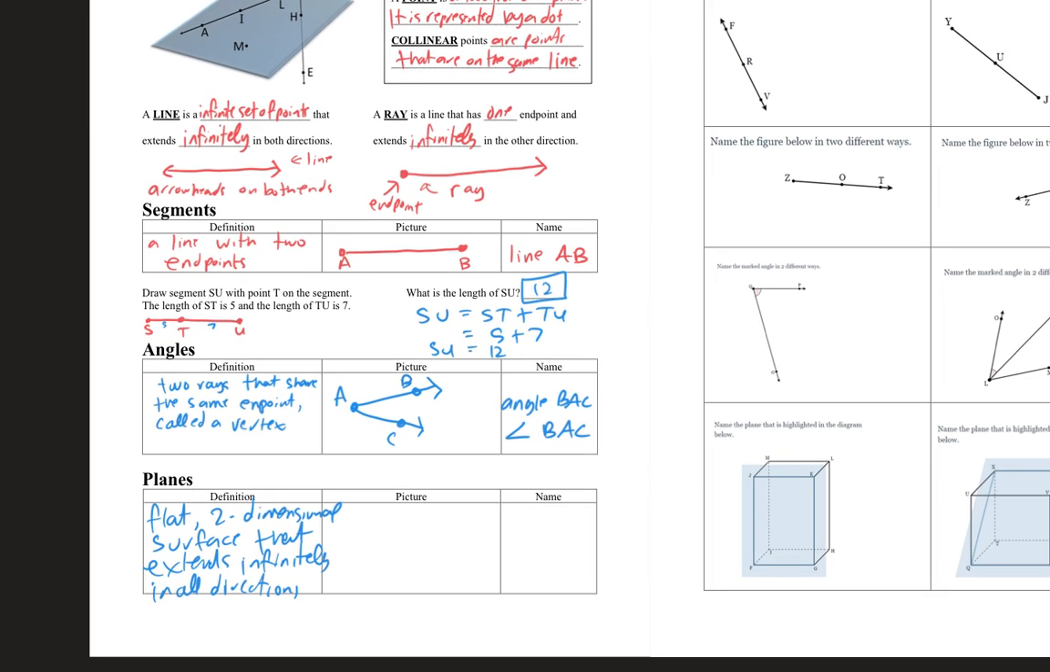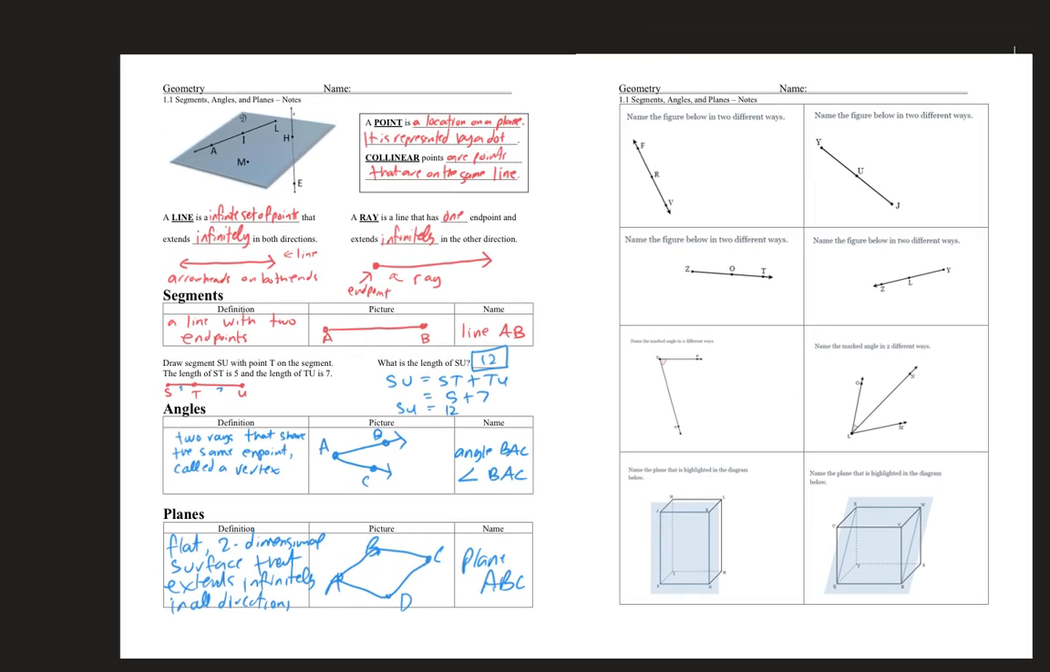So the picture that we would draw is like a parallelogram like that, and then we would name it, if this was A, B, C, and D, we would call it plane ABC. That's one of the ways we would call it. All right, so those are the basics of our terms. And now let's get into some practice on our Delta Math where we would go into more depth on this. Okay, so let's take a look at these right over here.